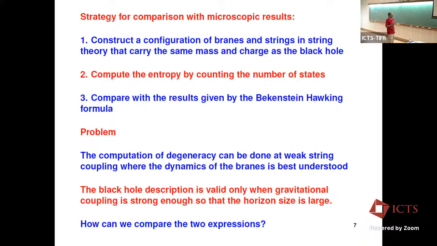But this scheme runs into the following problem. The computation of degeneracy can be done at weak string coupling, where the dynamics of the branes is best understood. Right? So that's the first step. On the other hand, the black hole description of the system is valid only when the gravitational coupling is strong enough so that the horizon size is large. Otherwise it doesn't make sense to talk about these as black holes. So they are valid in two different regions in the coupling constant space, and then the question arises, how can we compare the two expressions? And this is a question that we will try to address.